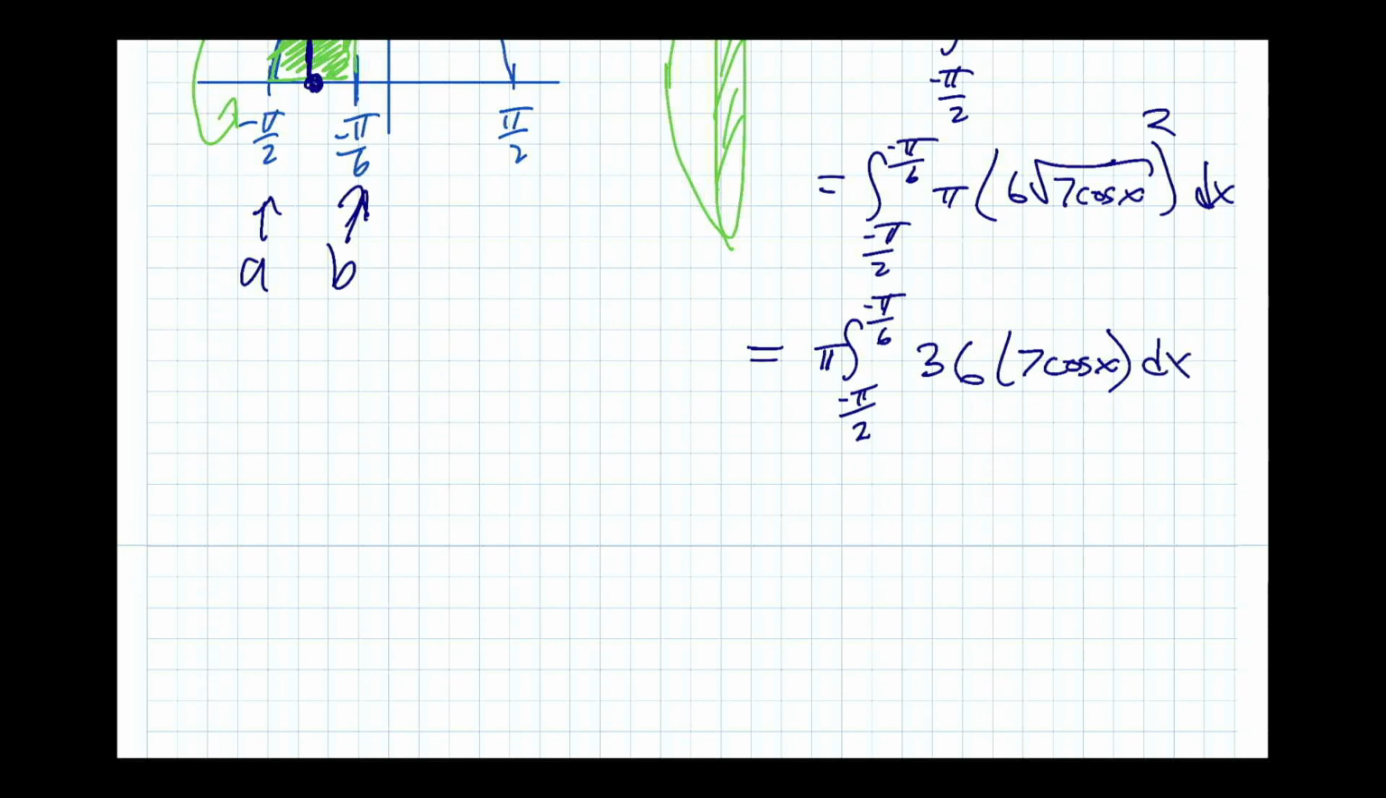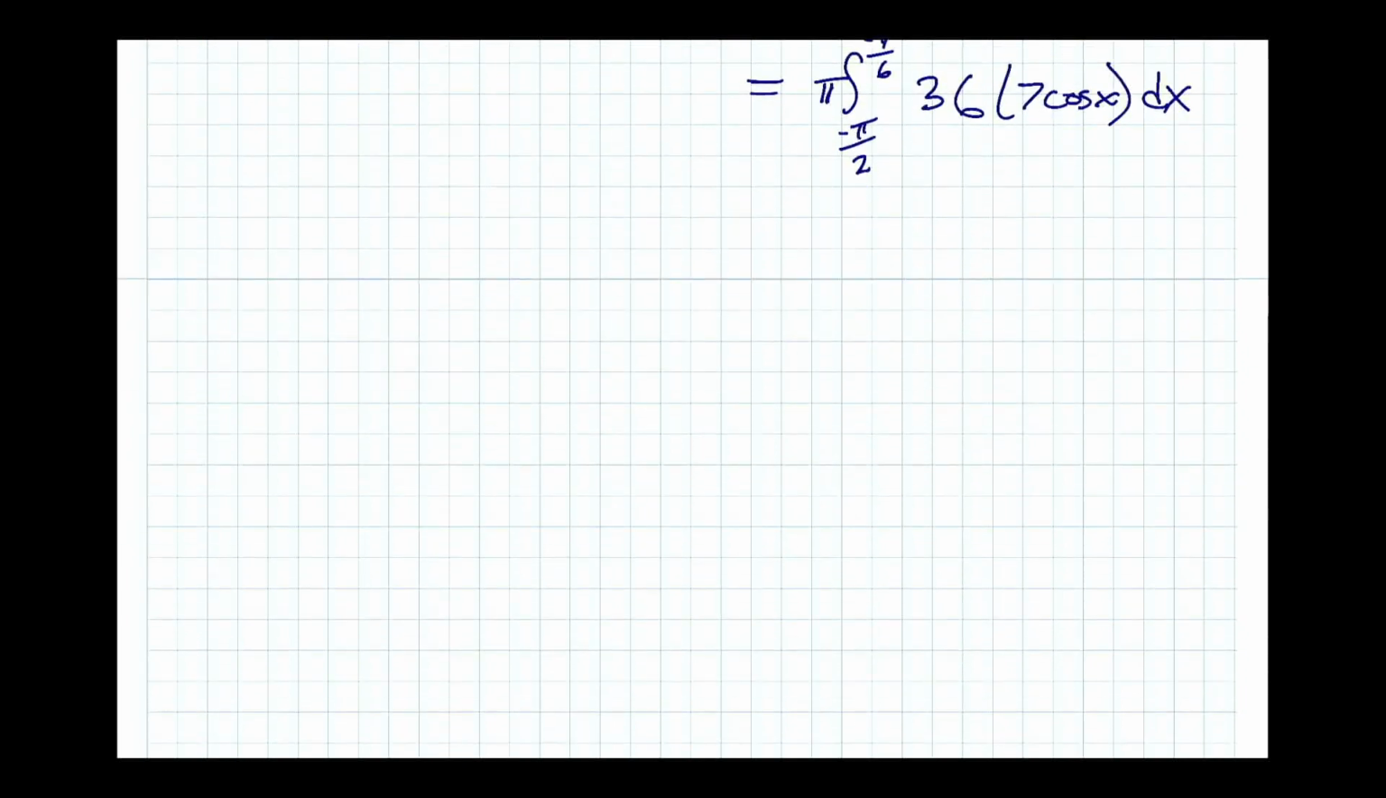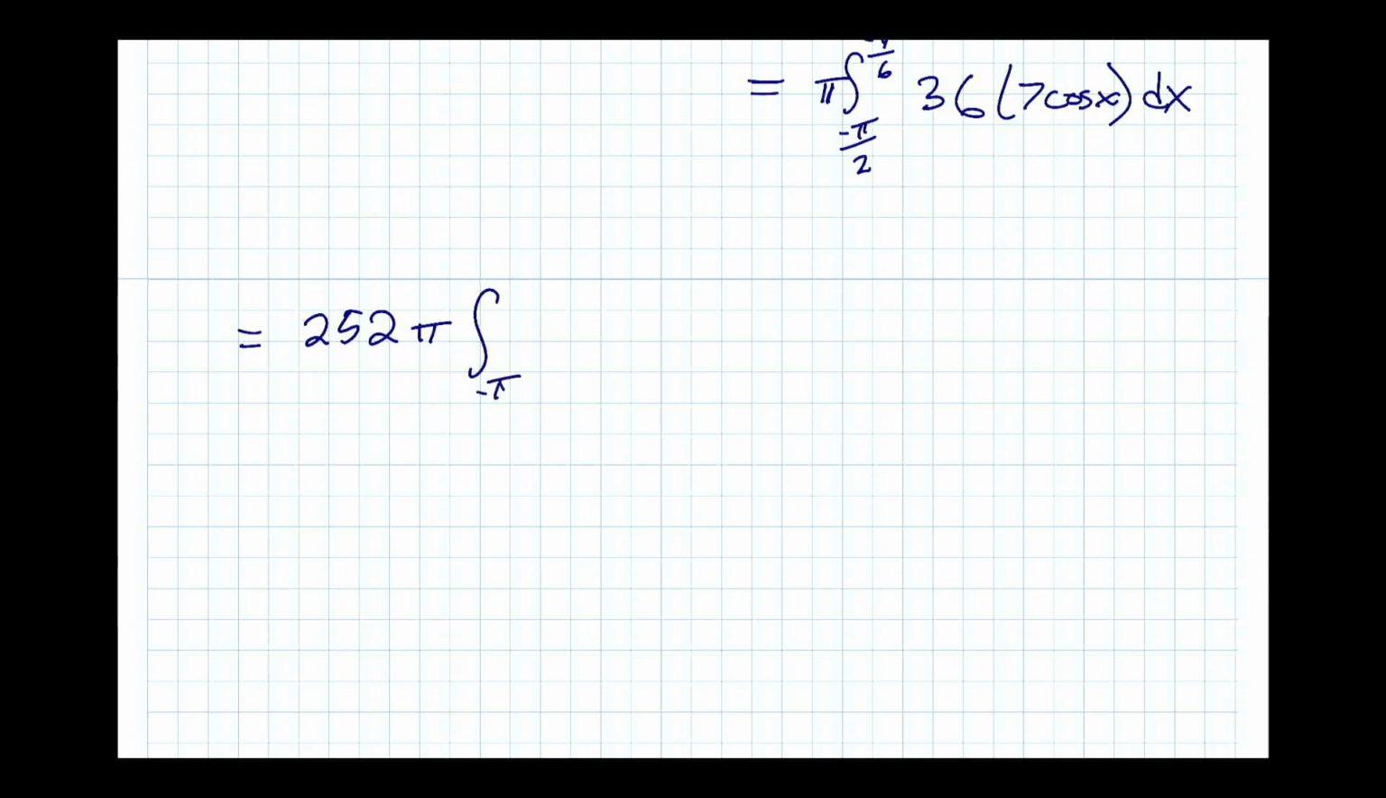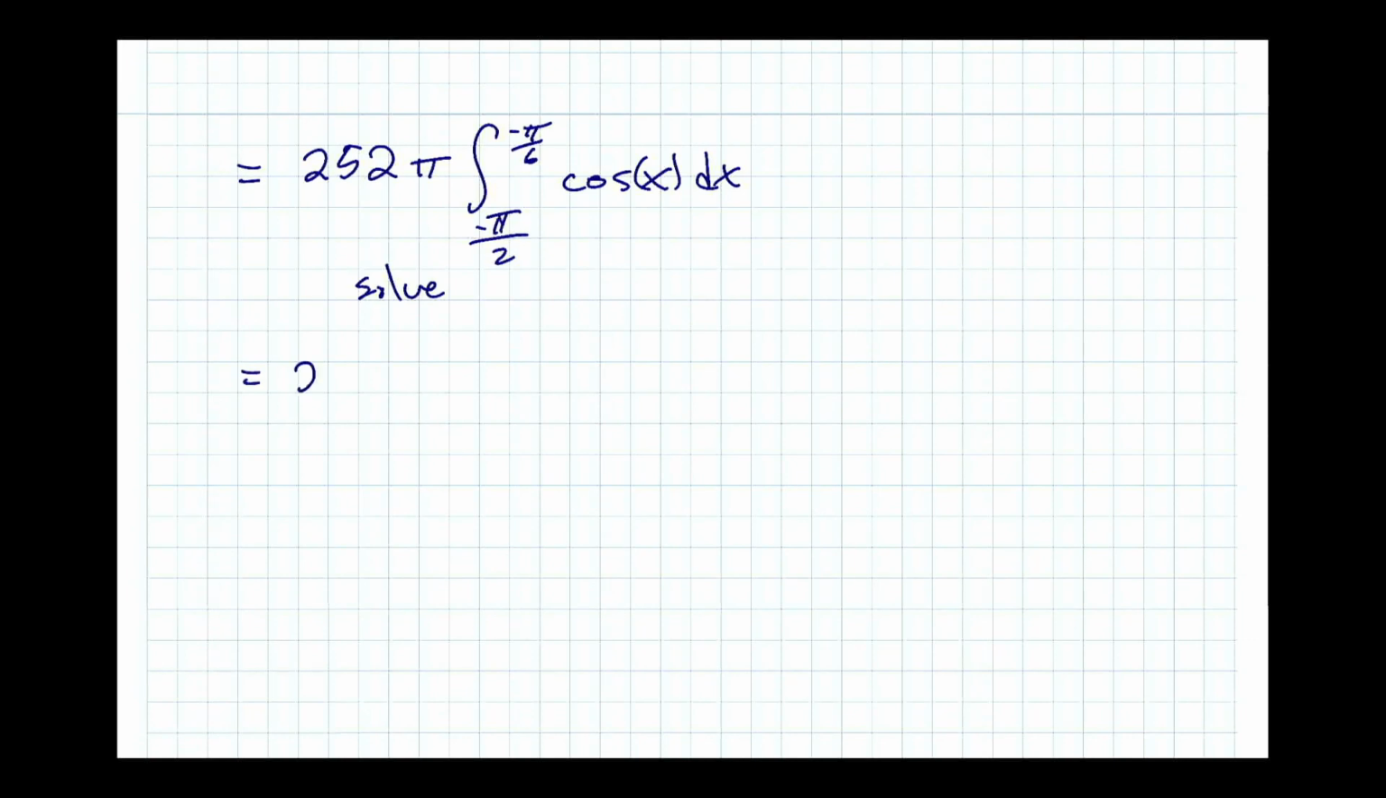So we're here. I can multiply the 36 times the 7, 252. I'm going to write it down here. So we have 252 pi integral. I just kept taking the constants out. And then we just have a cosine x dx here. All right, so that's the integral set up. Once the integral is set up, all you need to do is solve the integral the way we've solved a bunch of integrals. And this is not a hard integral either.